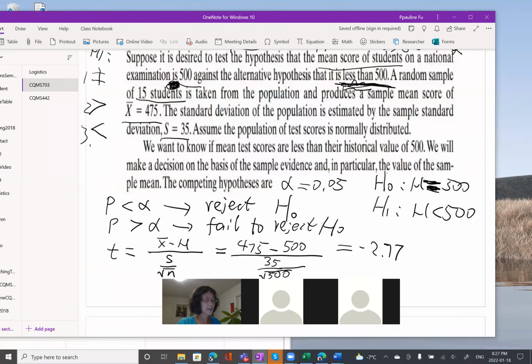So after we get this test statistic, how do we find the p-value? How do we find the p-value? Because this is a t-test, to find the p-value you also need the degrees of freedom. By definition, the sample size minus 1 is the degrees of freedom.